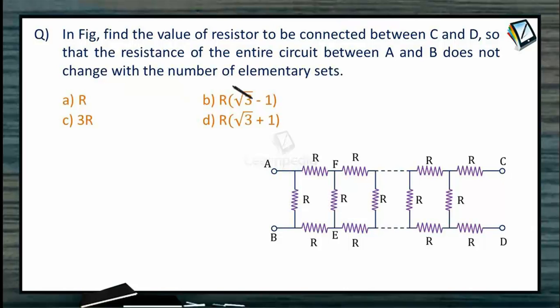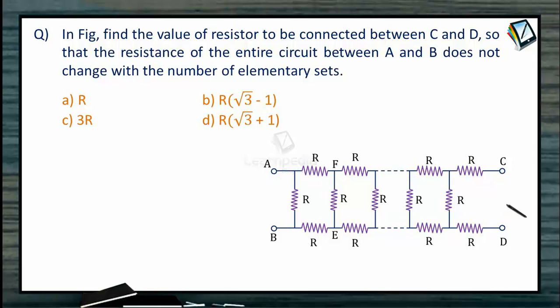In the figure, find the value of the resistor to be connected between C and D, so that the resistance of the entire circuit between points A and B does not change with the number of elementary sets. Elementary sets means these boxes. Suppose these three resistances are connected like that, then again, and so on.